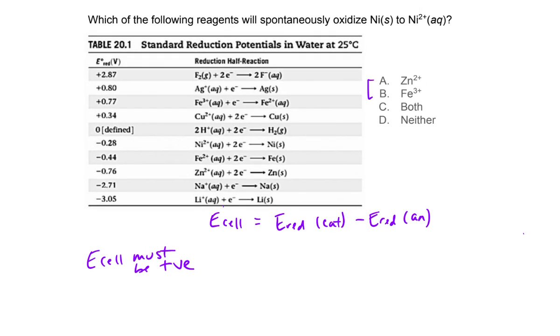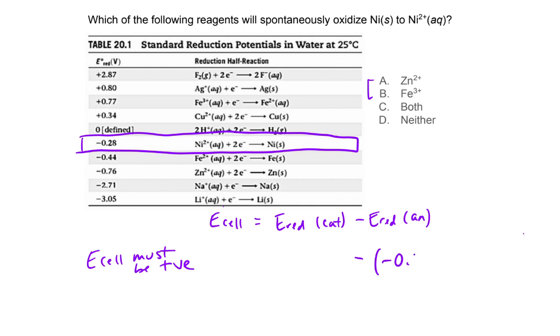So if we look at the nickel reduction potential, and remember in this equation, E cell equals E reduction at the cathode minus E reduction at the anode. We only use reduction potentials that are given in the table. We don't need to do any funny business adjusting those values or anything. So our nickel reduction potential is minus 0.28. So we can go ahead and put that right in the equation. And these are in volts. I'll just put my V over here.